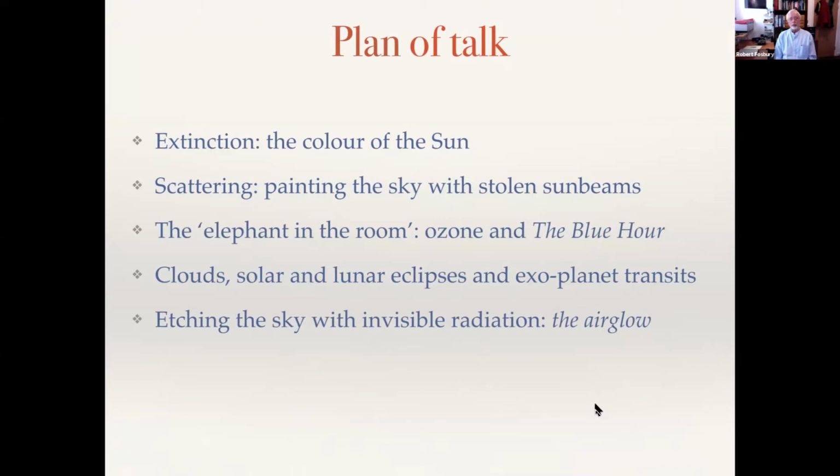The next element in the talk is, I call it the elephant in the room, you'll see why. It's the role of ozone in the colors of the sky. And this is not widely appreciated by many people. The fact that ozone is such an important gas, although it's not very abundant in the sky, it plays several extremely important roles. One of them is protecting us from ultraviolet radiation, but the other is making the blue color that we see at twilight, and I'll explain how that happens.